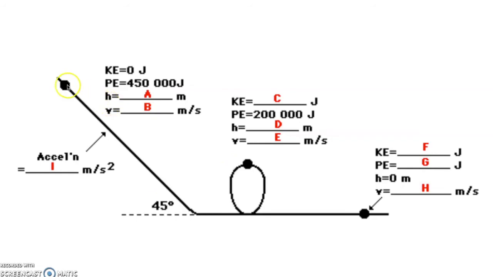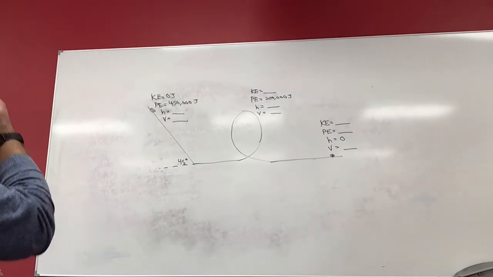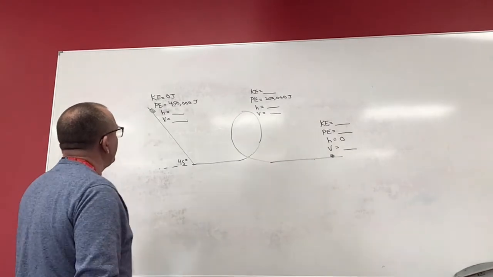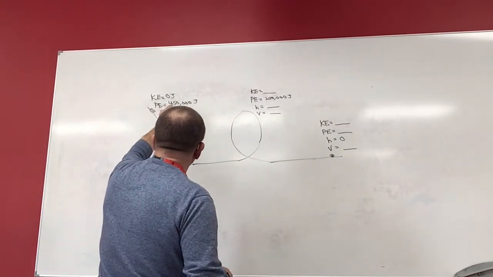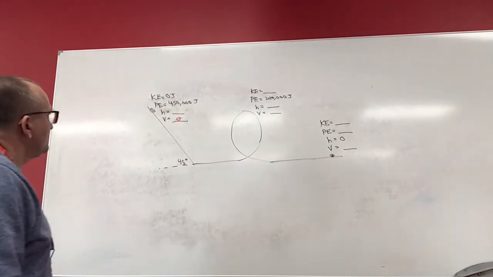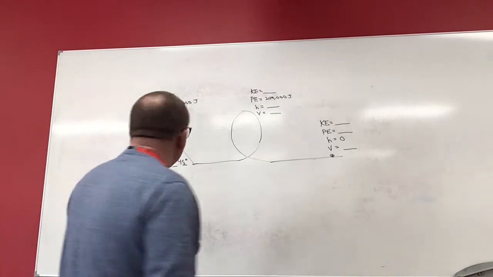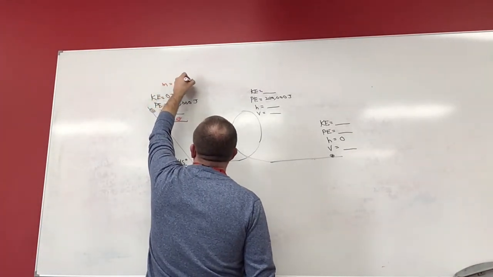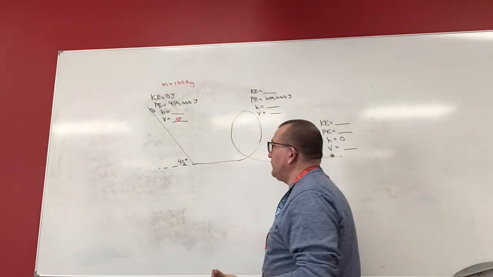Okay, so we got a roller coaster problem. At the beginning, you have 0 kinetic, 450,000 potential, height and velocity. Obviously, if there's no kinetic, you have no speed. So to find height, I take potential energy, and again, we got to find a mass. We'll say the mass of our cart is 100 kilograms, just to make numbers easy. Normally that number would be given to you.